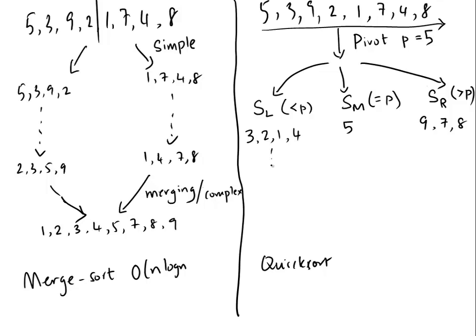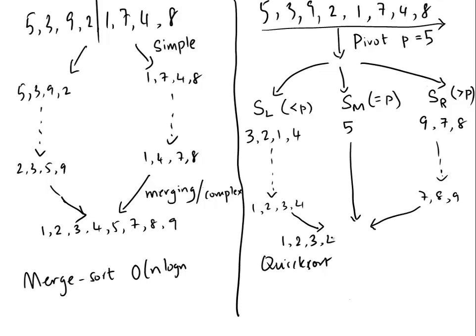Now I'm going to call myself recursively on SL and SR to sort the sublists. And this would give me 1, 2, 3, 4 here and 7, 8, 9 here. Now I can put these things back together since I know that the elements of the first list are strictly smaller than P, which is strictly smaller than the elements of SR. I can just merge these lists by concatenating them. I don't need a complex algorithm. I just concatenate these lists to get the sorted list 1, 2, 3, 4, 5, 7, 8, 9.